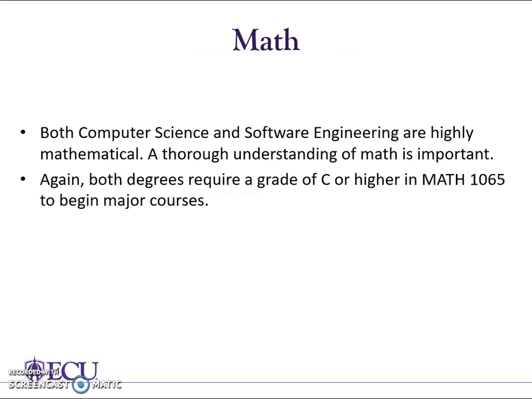Math is really important within computer science and software engineering, as math is the basis of all the classes you're going to take. So as I stated before, you want to make sure that you're getting that C or higher in Math 1065, but really you should be trying to get the best grades you can in all of your math courses to make sure that you are successful in computer science and software engineering.